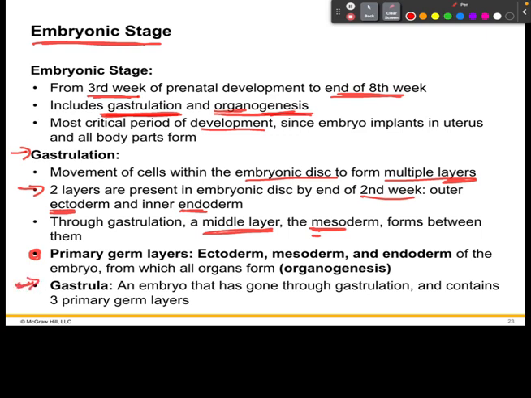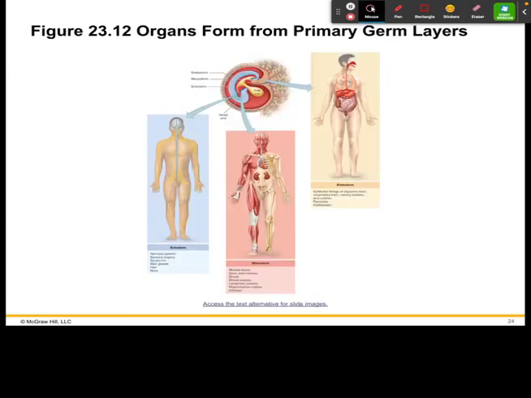You also have the gastrula. This is the embryo that has gone through gastrulation and contains all 3 primary germ layers. So once you finish going through gastrulation, it is now considered a gastrula. In this image, you can see what that looks like. We can see the 3 layers inside here.